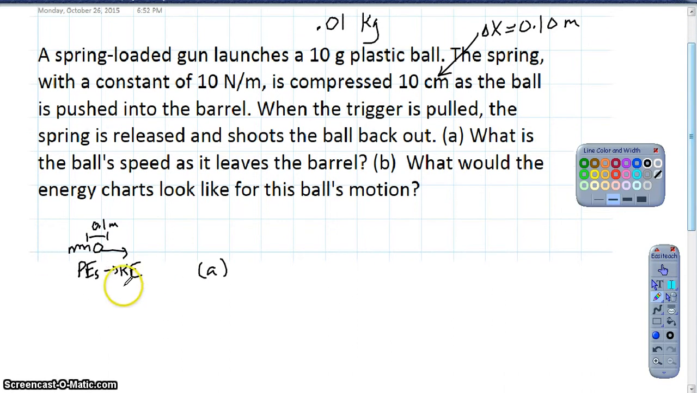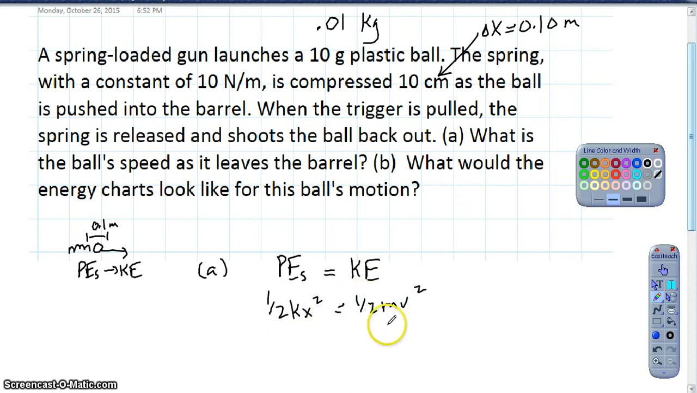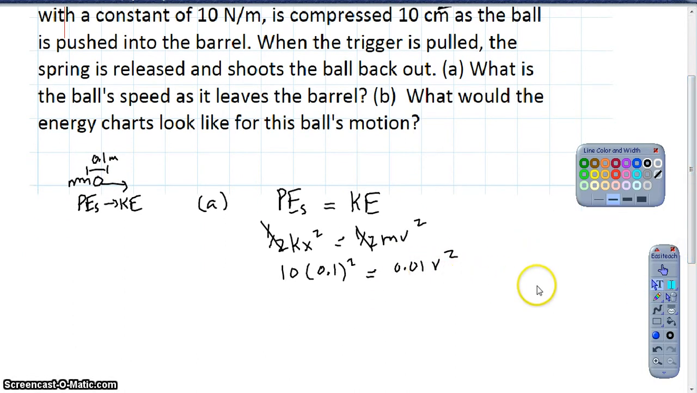It's just taking advantage of that relationship. So the elastic potential energy stored in the spring equals the kinetic energy as the ball leaves the spring, right? So then just 1/2 kx squared equals 1/2 mv squared. Obviously, if I look at this equation, yes, the 1/2s can cancel out. I've got the spring constant of 10. I know that it's been compressed 0.1, which I'm squaring. And then over here, I know the mass of the ball is 0.01, and then my velocity is what I'm looking for. So at this point, a pretty easy setup, right?